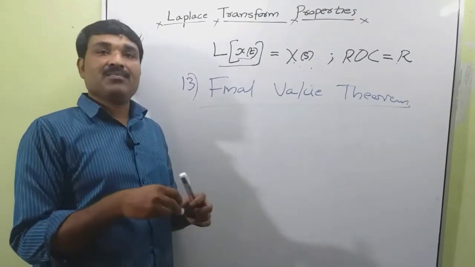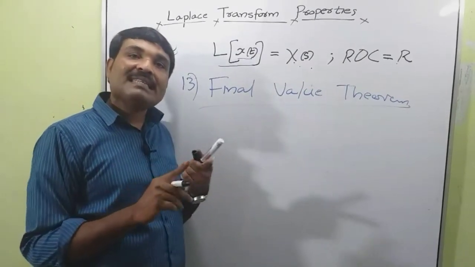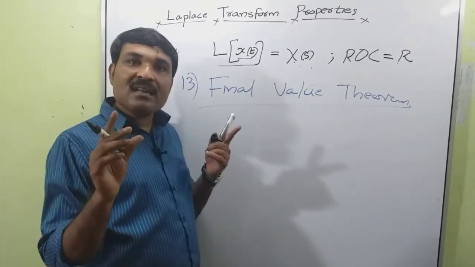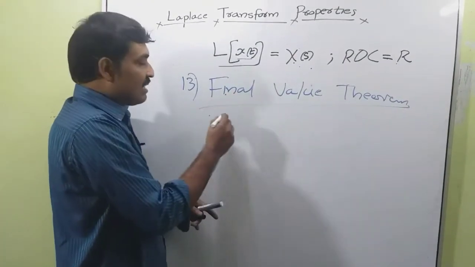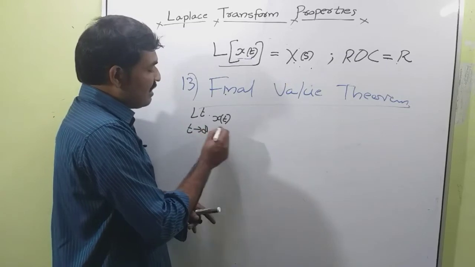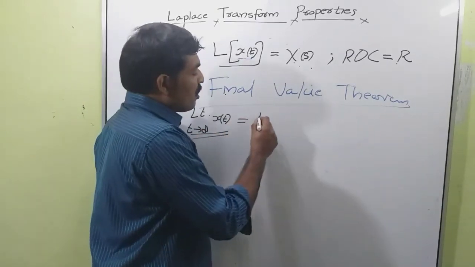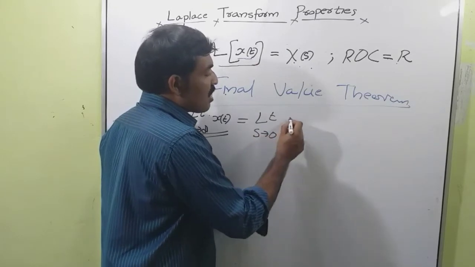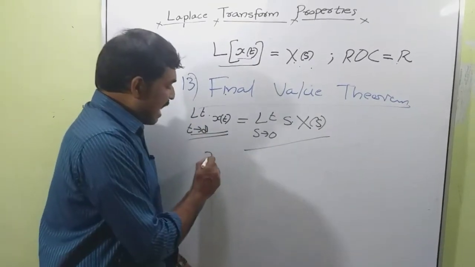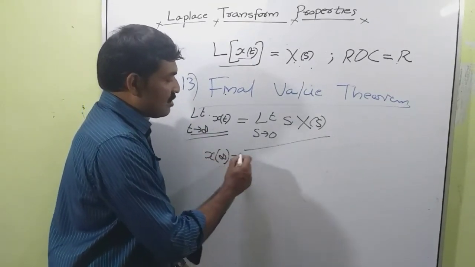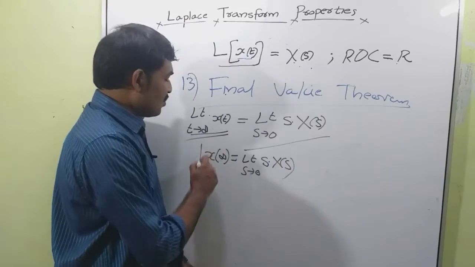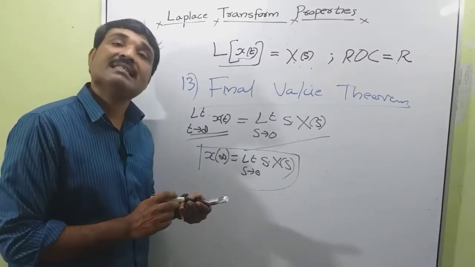Next is final value theorem. Final value theorem is used for finding the steady state value of a signal. Steady state value of a signal means the value of the signal when t tends to infinity. The final value of the signal x(t) means limit t tends to infinity x(t). This is equal to limit s tends to 0 s into X(s). So the steady state value of the signal, that is x(infinity), is equal to limit s tends to 0 s into X(s). This is the theorem used to find the final value of a signal.